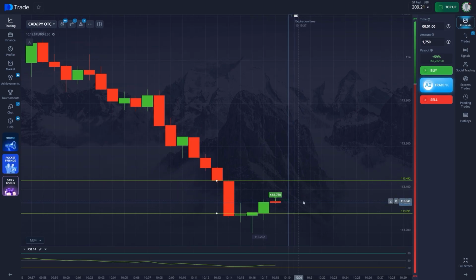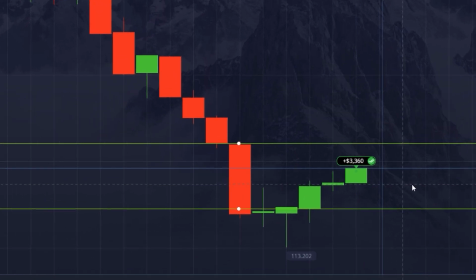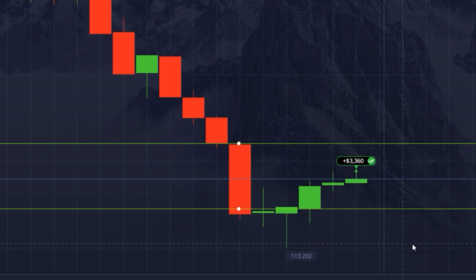Now the market briefly moves upward, but the structure has not completely broken. We need to wait for the candle close. And yes, the market reacted in the final moments. Both entries closed successfully.